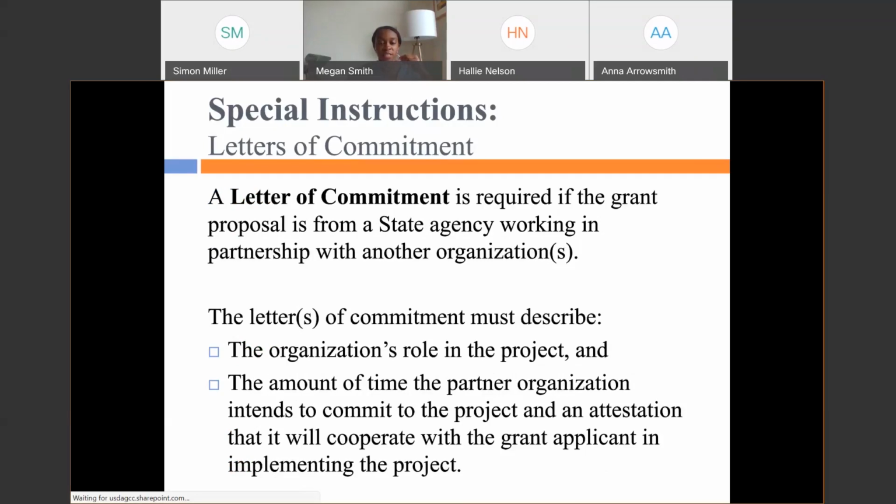If a state agency submits an application in partnership with other organizations, the state must provide a letter of commitment from the proposed partner. State agencies submitting an application on their own do not need a letter of commitment. Letters must be included in the grant application package. In years past, we said these could be forwarded to the grants officers. Now we are requiring this document to be included in the application package itself.